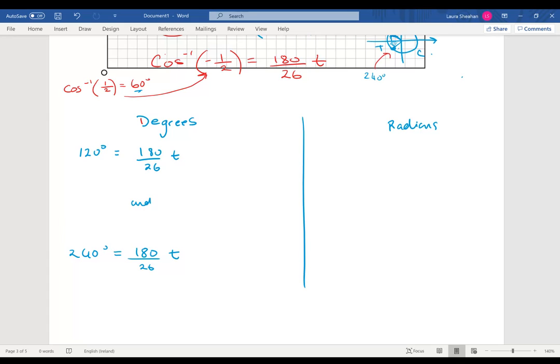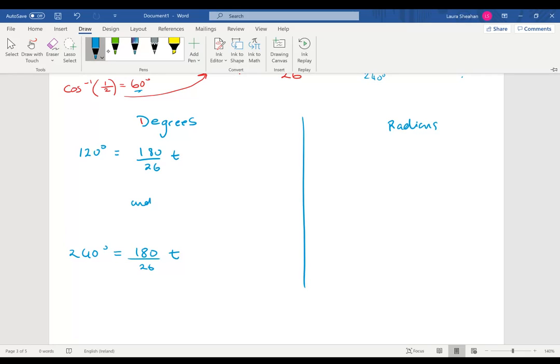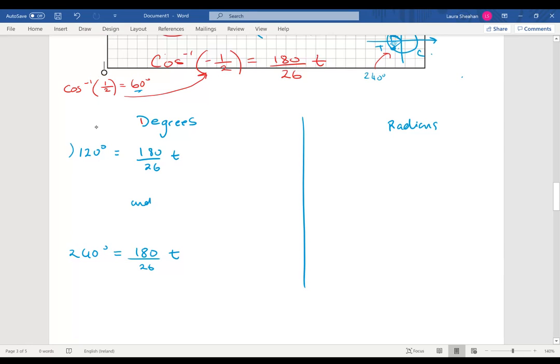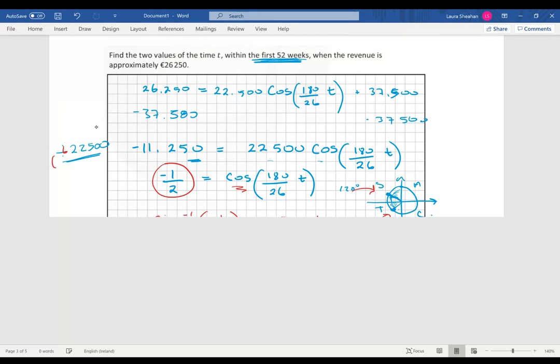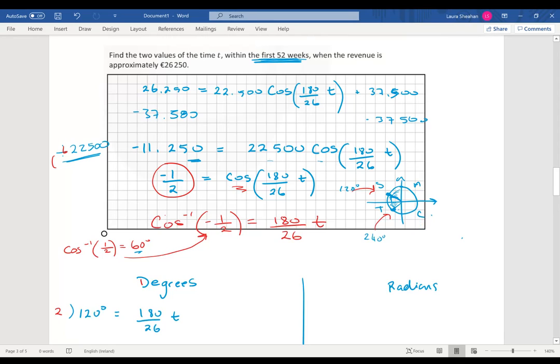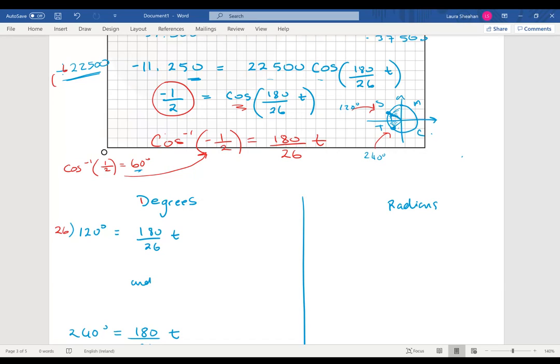So 120, if I want to rearrange this to find t, you all should be well able to do this. I'm going to multiply both sides by 26. Yeah, technology is not working well with me here. By 26, and I'm going to divide both sides by 180. So into my calculator I can say 26 times 120 divided by 180.